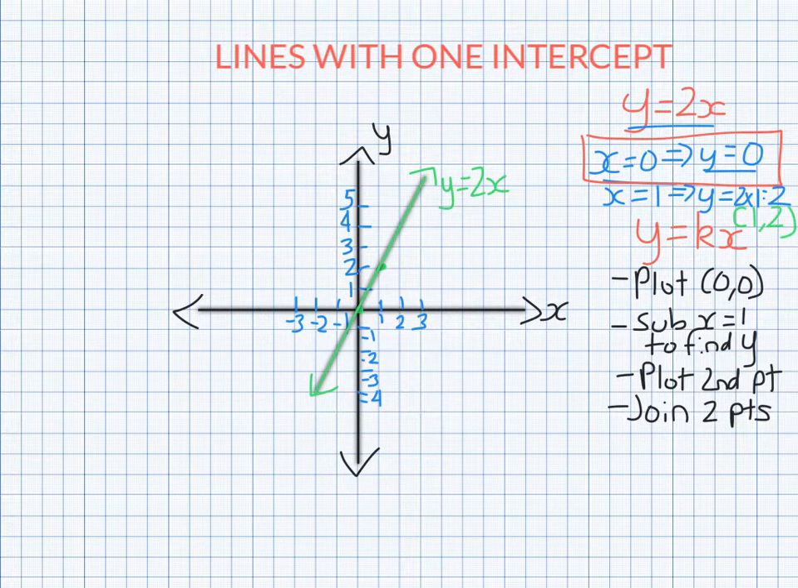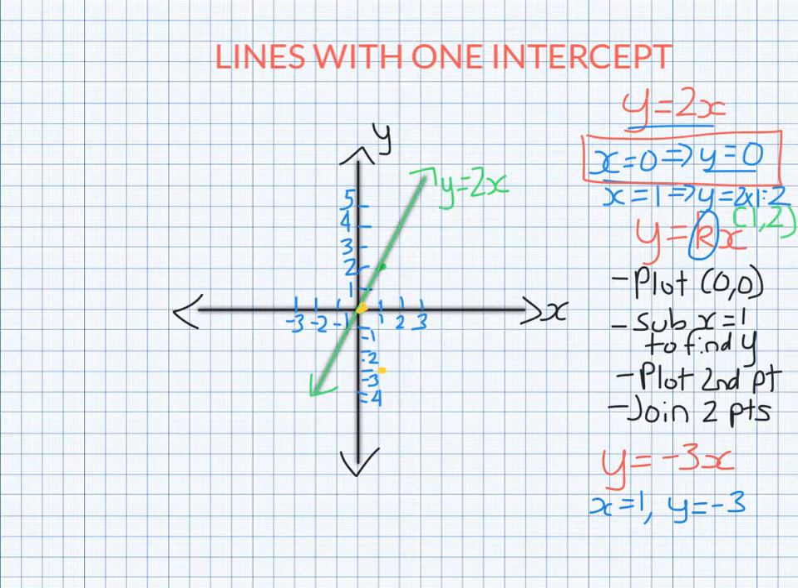So what if the equation I wanted to plot was y equals, say, negative 3x? Well, we're going to do the same thing. We're going to plot the origin 0, 0, and then we're going to let x equal 1. So if x equals 1, y is just minus 3. Hopefully you see if x equals 1, y is just that number in front of x. So I'm now going to plot the point 1, minus 3. This time it goes down from the origin.